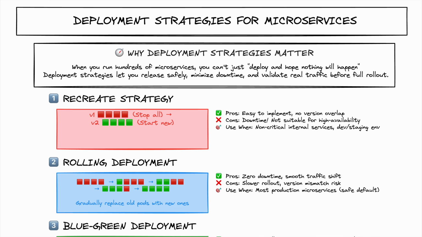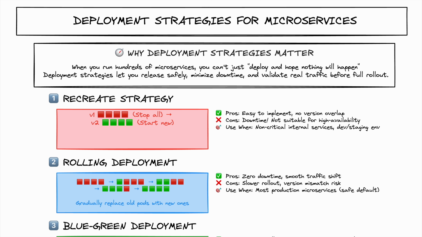In today's episode, we are going to talk about deployment strategies for microservices. But first, take a look at why deployment strategies even matter. Let's say that we are deploying hundreds of microservices. We cannot just deploy and hope nothing will happen. So what we need to do is make sure that we have a strategy.